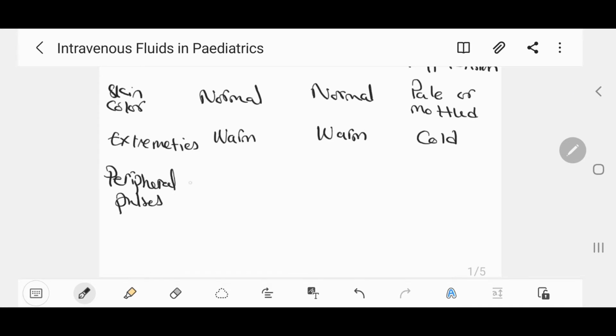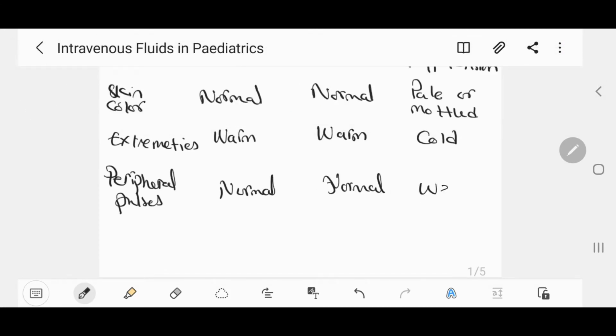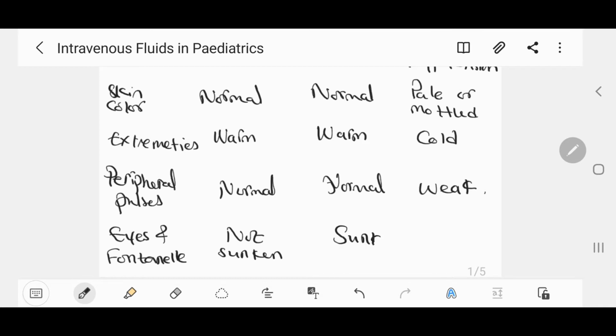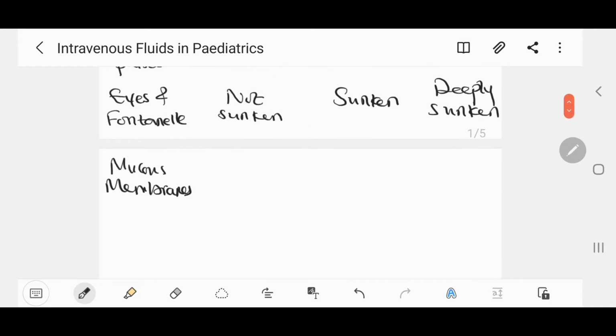Peripheral pulses would be normal in mild and normal in moderate. They would be weak in severe dehydration. As for eyes and fontanelles, not sunken in mild, sunken in moderate, and deeply sunken in severe dehydration. For mucous membranes, it will be moist in mild, dry in moderate and severe.